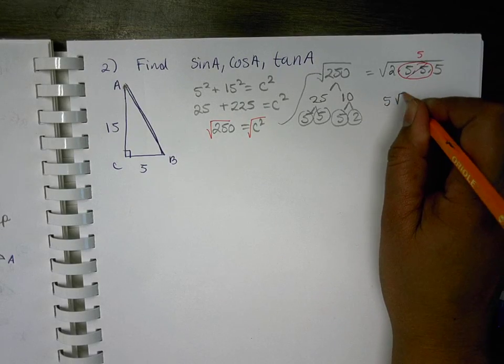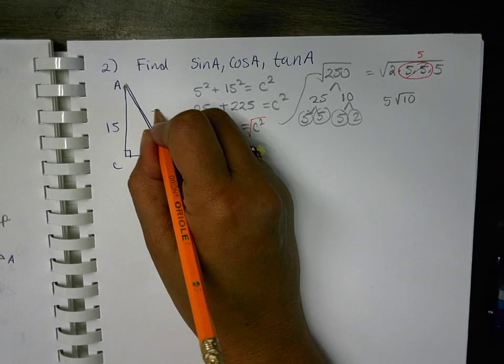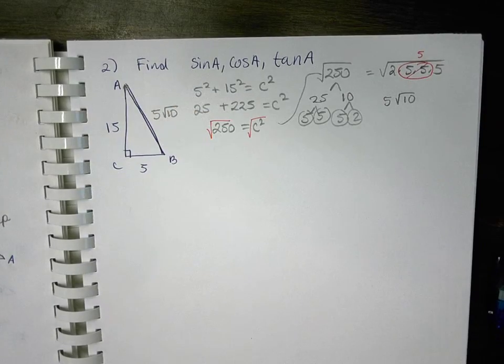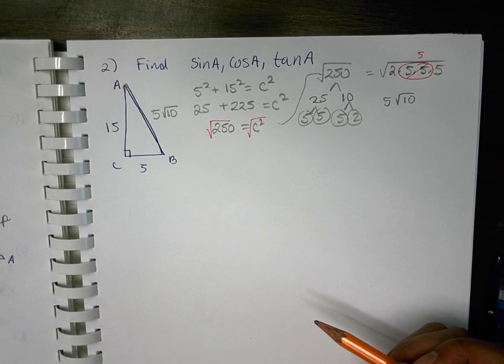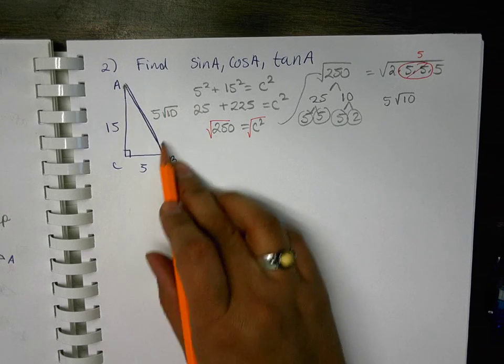So 5 root 10. Now, do I have enough to continue? All right. Okay. So now I'm going to go back and label the whole opposite, adjacent business. Where's my hypotenuse? We just found it. Where is it? What is it?